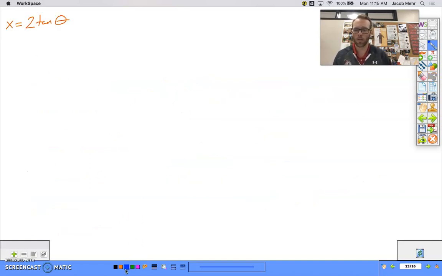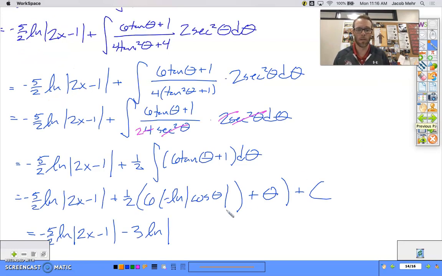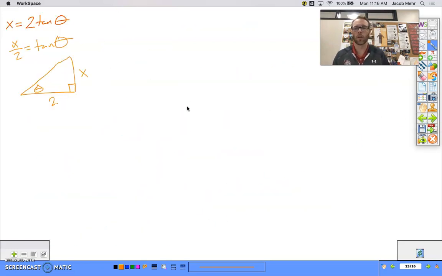So here's what we've got. We've got x over 2 equals the tangent of theta, so we can draw a triangle for that. Okay, there's a right triangle. Let's call this angle theta. If the tangent of theta is x over 2, that's opposite x, adjacent 2. We want to find the cosine of theta.